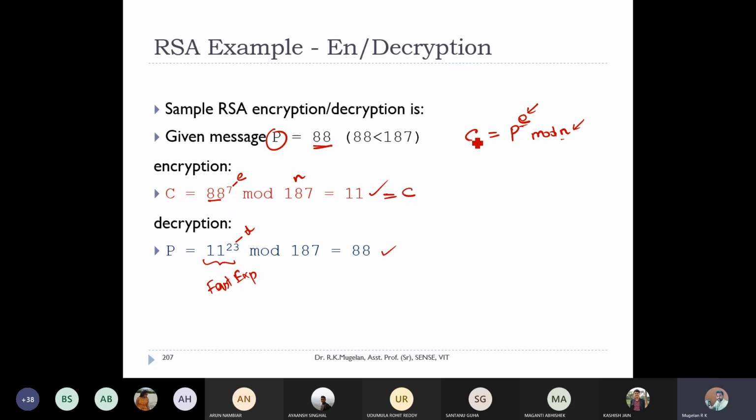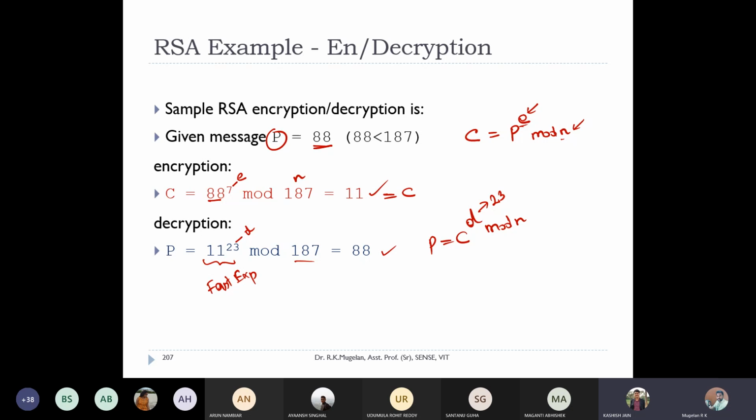Here everything will be in terms of integers. And in the decryption process, I'll be using my received ciphertext raised to the power D modulo n. D is my private key, which you computed to be 23, and n is the same 187. Here phi of n doesn't play any role in encryption and decryption. It's only used at the key setup stage. That's all. Is it clear, Ashish?